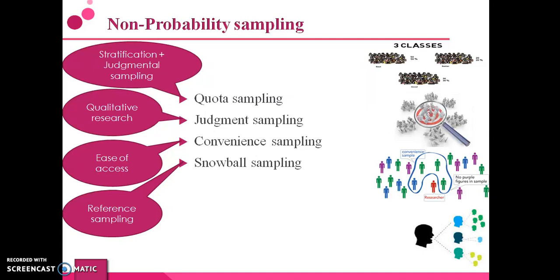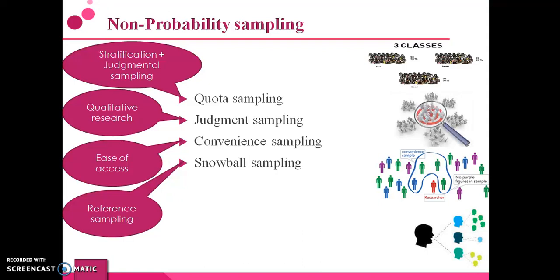The other significant portion is non-probability sampling, used when the population parameter cannot be estimated. The first one is quota sampling. Quota sampling is also stratification and judgmental sampling. Why is it called quota? We do a similar thing as stratification sampling, but we define the exact sample size to be drawn from each stratum.